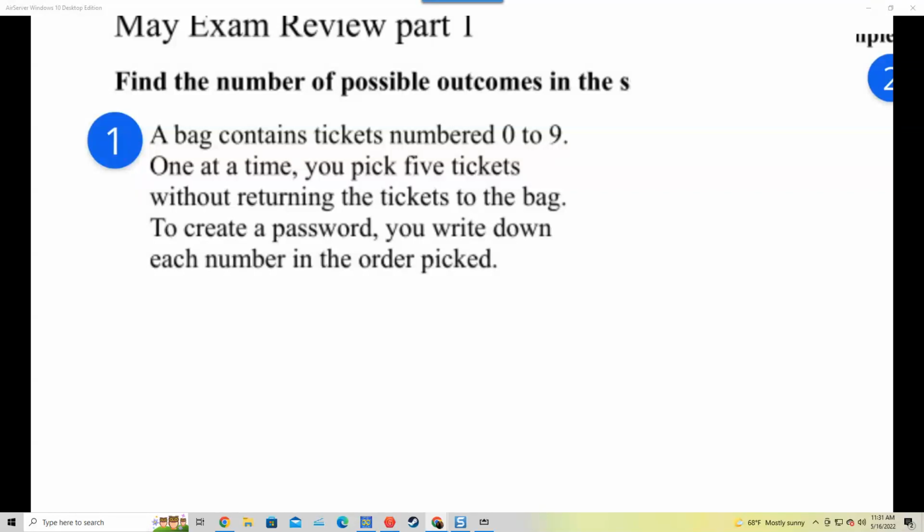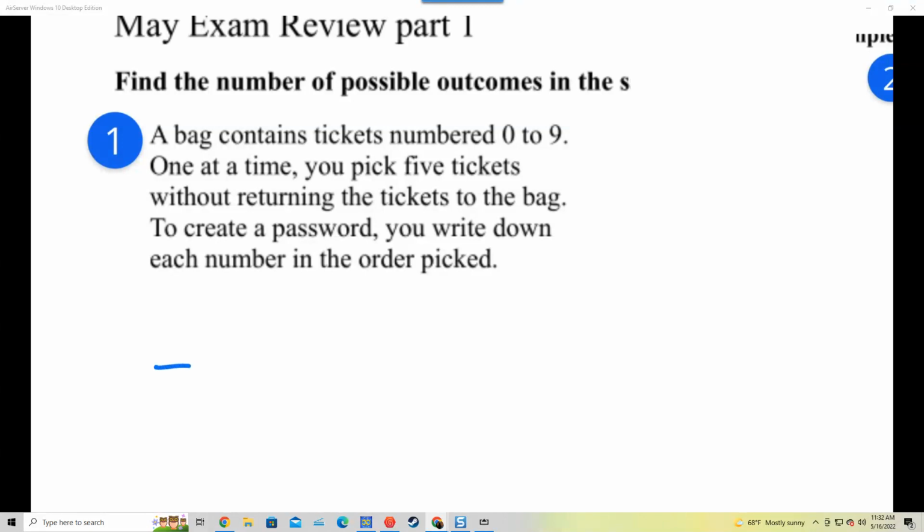Okay, on this first one, it says a bag contains tickets numbered 0 to 9. One at a time, you pick 5 tickets without returning the tickets to the bag. To create a password, you write down each number in the order you picked. So the important thing here is you are picking 5 numbers from this bag. So those are 5 different events.